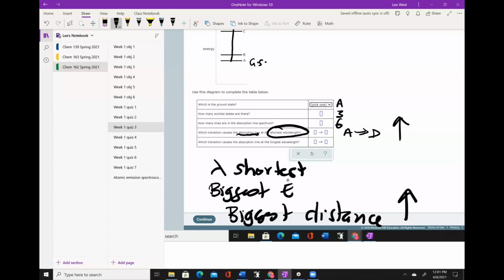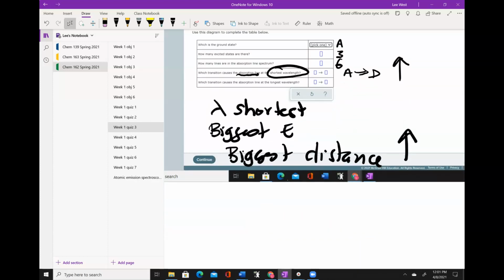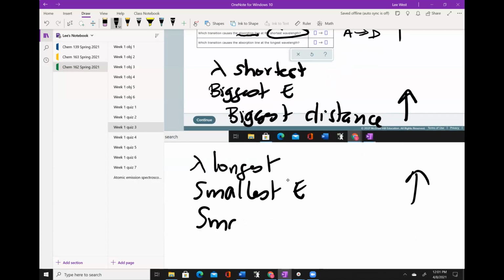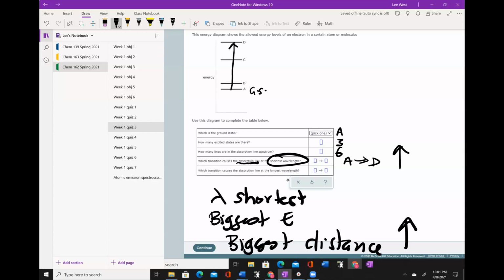Okay, and then it asks what transition causes the absorbance line at the longest wavelength. So again, absorbance is going up, and lambda longest means the smallest energy, which means the smallest distance that is moved upwards, right? So what is the smallest distance that you can move? By my eyes, it's pretty obvious that the smallest distance you could go would be from A through to B. There we go. So that would be the least energetic transition.